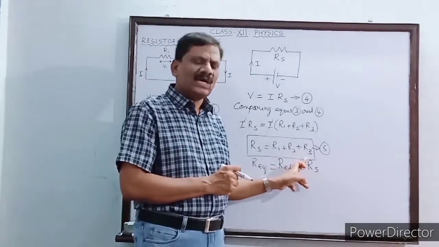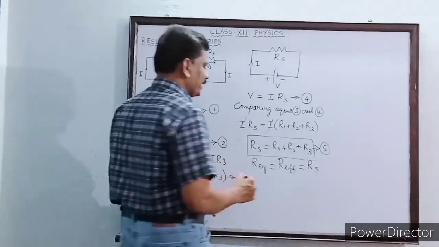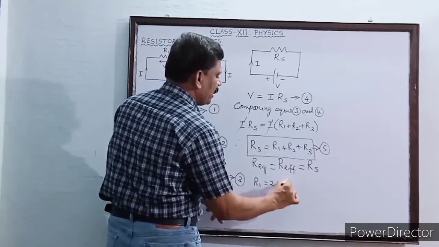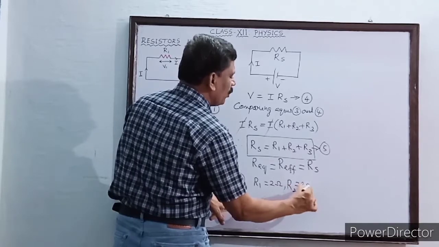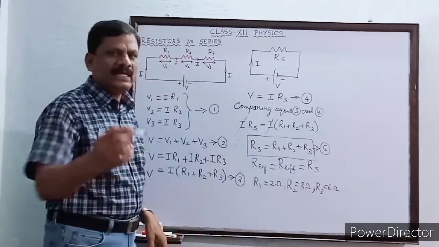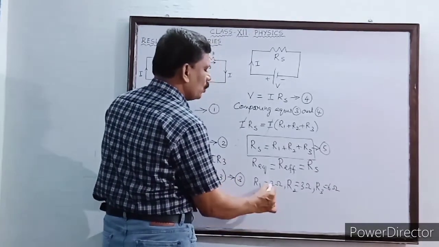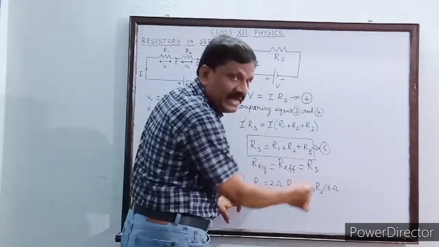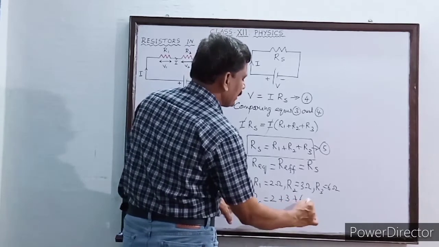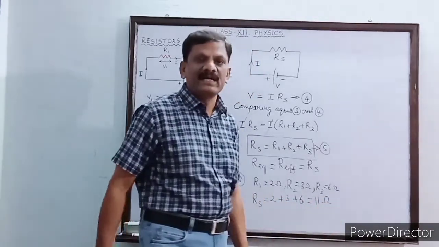Let us take some random values. I will take, for example, R1 is equal to 2 ohm, R2 is equal to 3 ohm and R3 is equal to 6 ohm. What will be the equivalent resistance? Can you guess? R series must be equal to 2 plus 3 plus 6. So this is 5 plus 6, which is equal to 11 ohm. That is the answer.